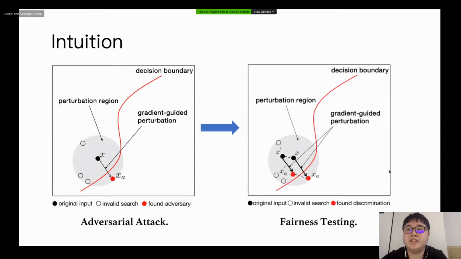According to the definition, individual fairness can be seen as a specific form of robustness, which maintains the prediction when protected attributes are changed. Thus, inspired by adversarial attacks, we try to perturb x and x', which only differ in the protected attributes, at the same time to push them towards the decision boundary. And if only one of them crosses the decision boundary, we successfully obtain an individual discriminatory instance.